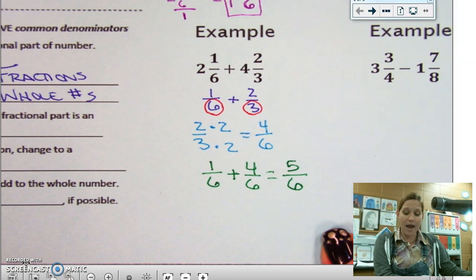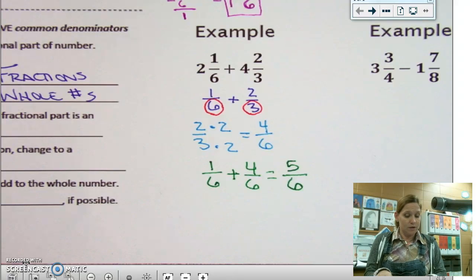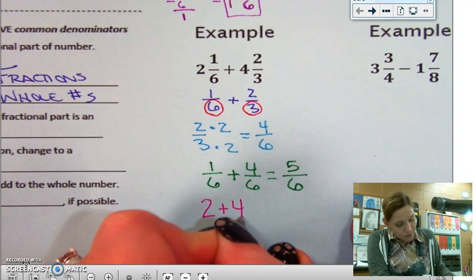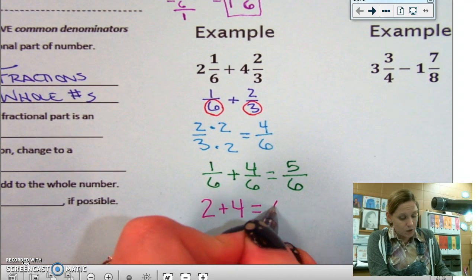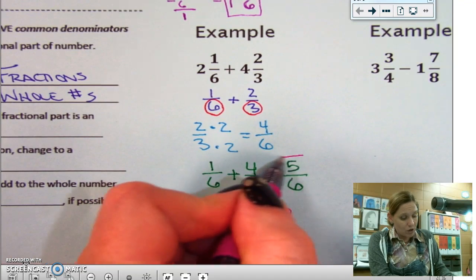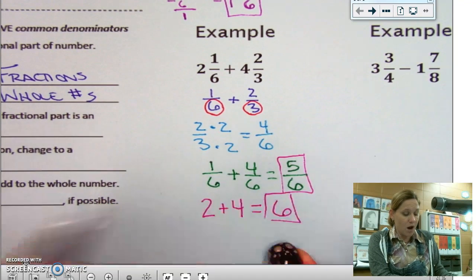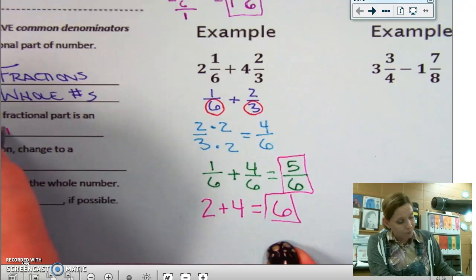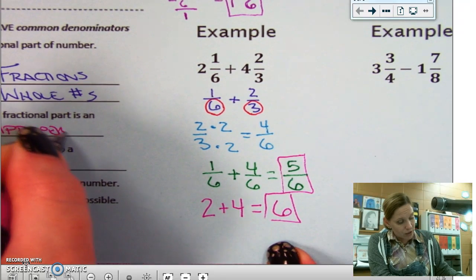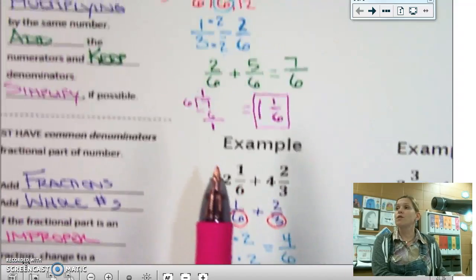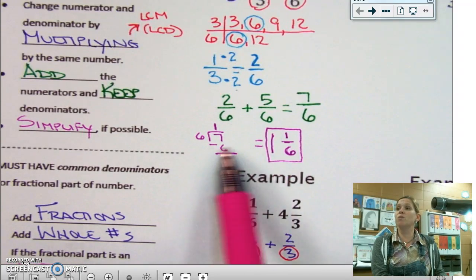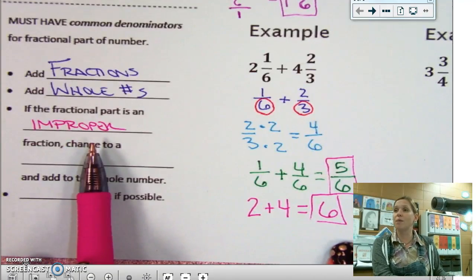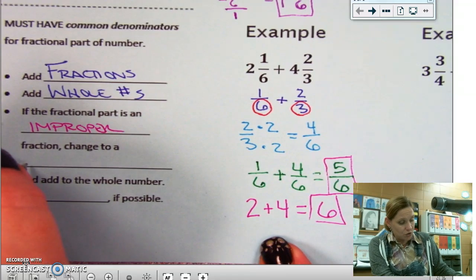And now we're going to add our whole numbers. So our whole numbers were 2 and 4. And 2 plus 4 is 6. So I have my fractional part and I have my whole number part. The next part says if the fractional part is an improper fraction. So if I'm looking at my fraction, 5/6 is not improper. The fraction up here, 7/6, was improper, which is why we had to simplify it to make it a mixed number. But down here, we do not have to do that part. But if we did, we would change it to a mixed number.